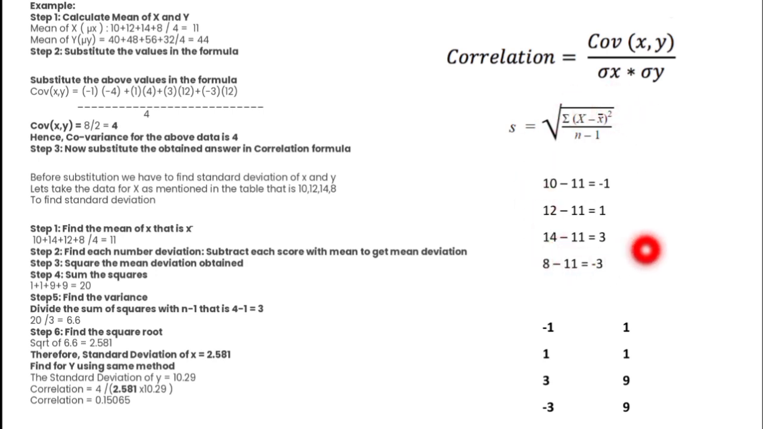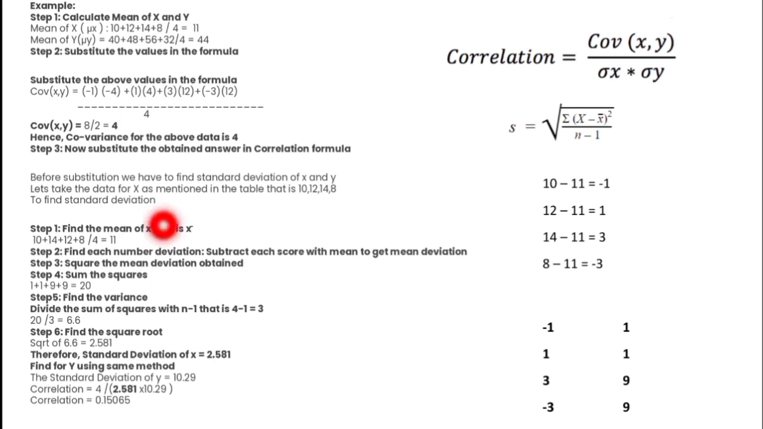But now I have to find the squares, guys, because you know that here we have a square root. So what are the squares? 1, 1, 9, 9. You know that 1 into 1 is 1, 1 into 1 is 1, 3 into 3 is 9, and minus 3 into minus 3 is again 9, because minus into minus is plus. So I found the squares.